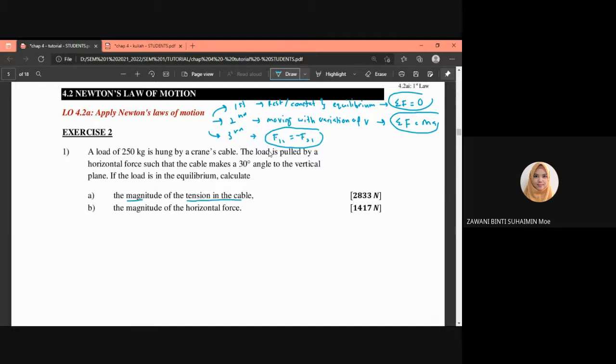Okay, we have the load with this mass, and then we have a force. The force is a horizontal force acting on the load, and it causes the load to deflect or move by a 30-degree angle from the vertical plane, or from the y component. Okay, the load is in equilibrium. This keyword is very important because from there we know we can directly apply the equation summation of F is equal to 0, in the X component and also the Y component.